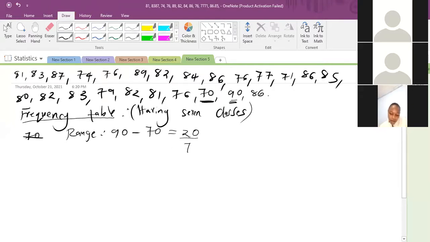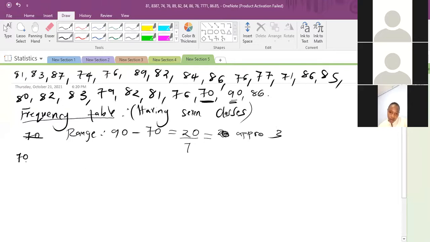But how many classes have we been told to have? We've been told to have 7 classes. So 20 divided by 7 will approximately give about 3. It is approximately 3, because if it was 21 here, then we'd have gotten 3. So it will be 2 point something, which approximates to 3. If this is approximately 3, then the range that we will have in between the classes will be 3.